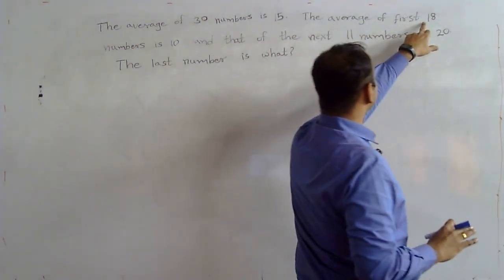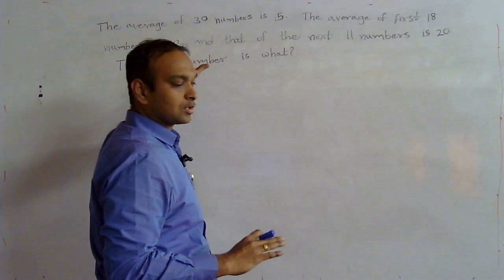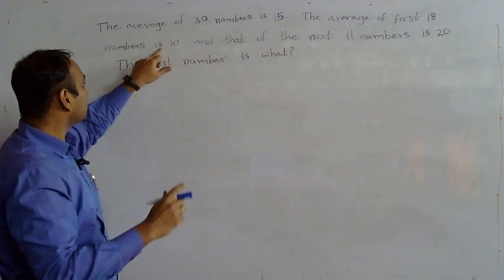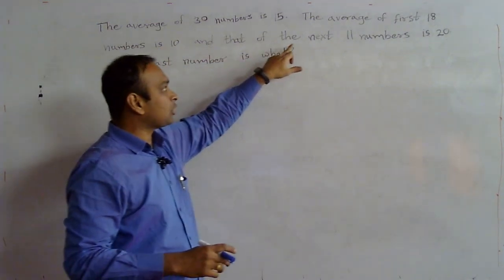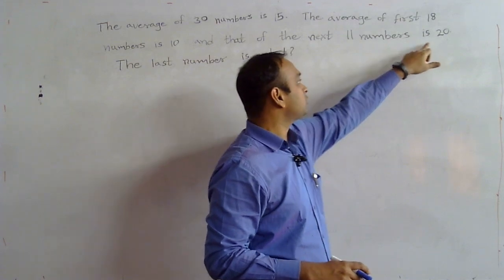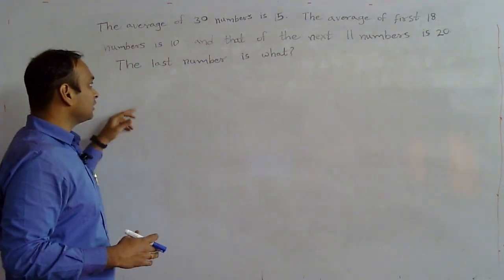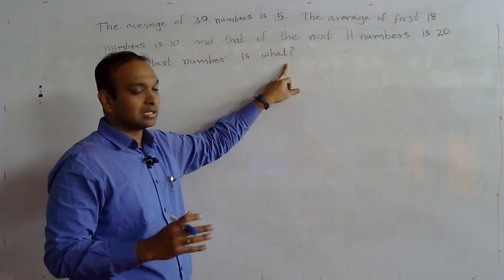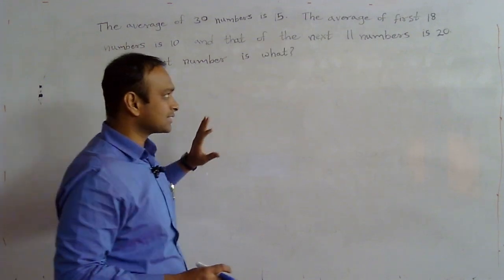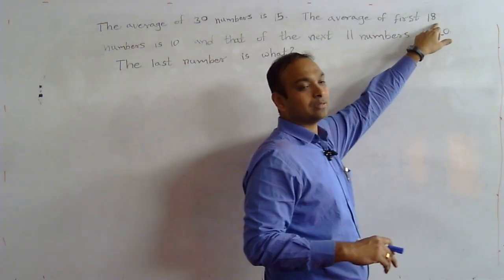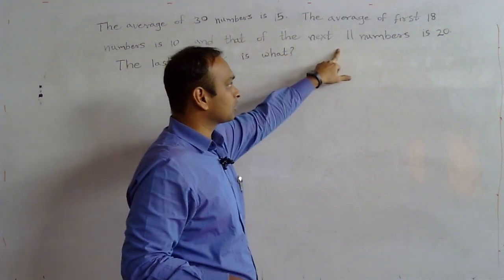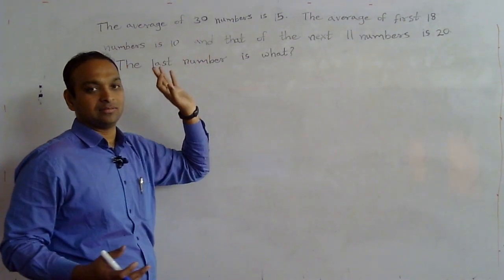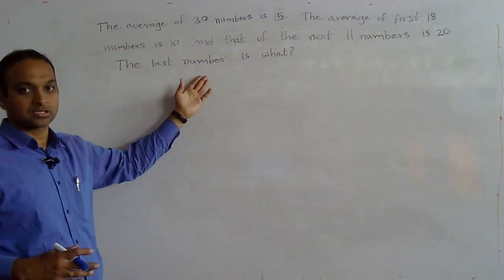The average of first 18 numbers is 10. So out of those 30, if we consider the sequence, the first 18 numbers have average 10 and the next 11 numbers have average 20. Then what will be the last number? Now if you concentrate on the given condition, you will understand that we have the first 18 numbers and the next 11 numbers. So 18 plus 11 is 29 and the remaining is the number 30. The last number is remaining and that is asked.